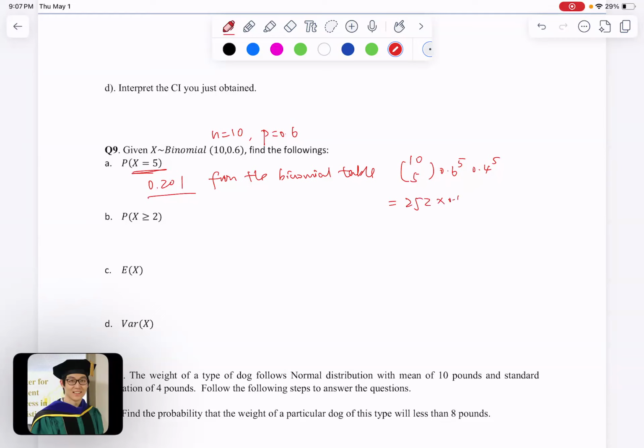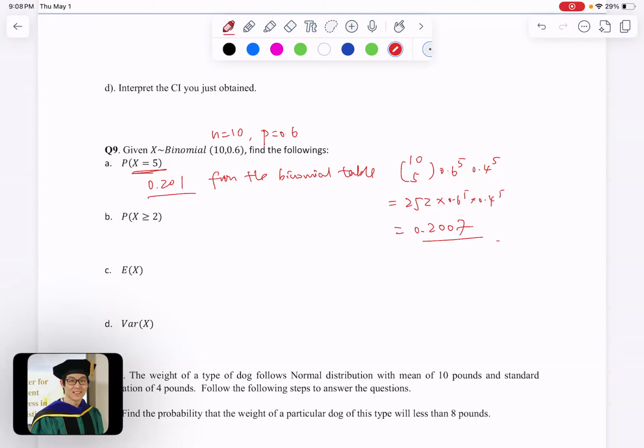times 0.6 to the 5 times 0.4 to the 5. So we use calculator. And that's 0.2007. So which is 0.201.